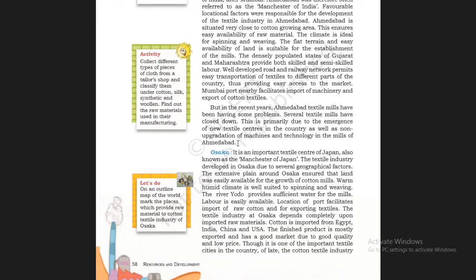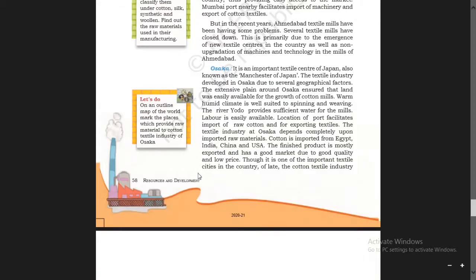of Ahmedabad. Osaka. It is an important textile center of Japan, also known as the Manchester of Japan. The textile industry developed in Osaka due to several geographical factors. The extensive plain around Osaka ensured that land was easily available for the growth of cotton mills. Warm, humid climate is well suited to spinning and weaving. The river Yodo provides sufficient water for the mills.